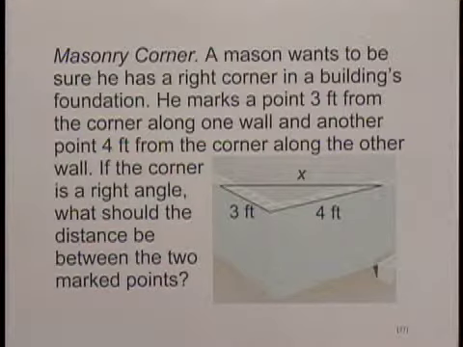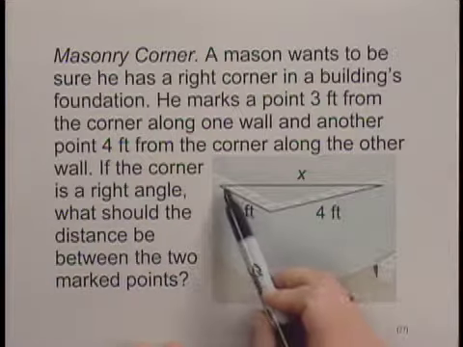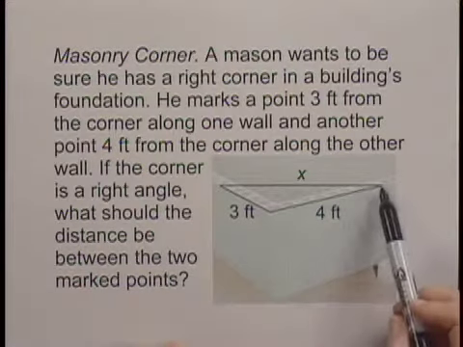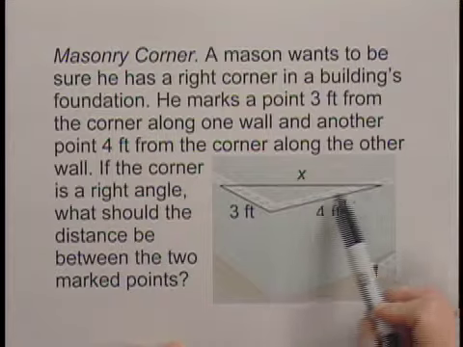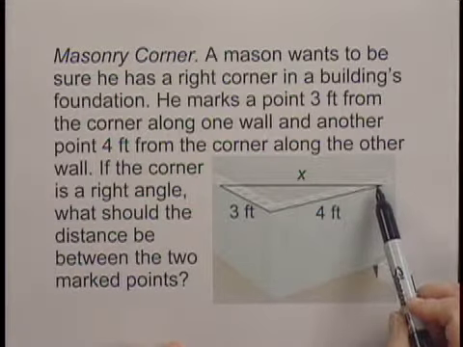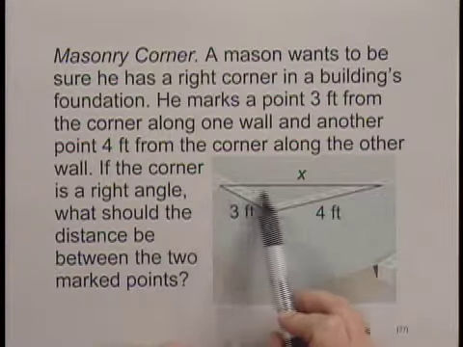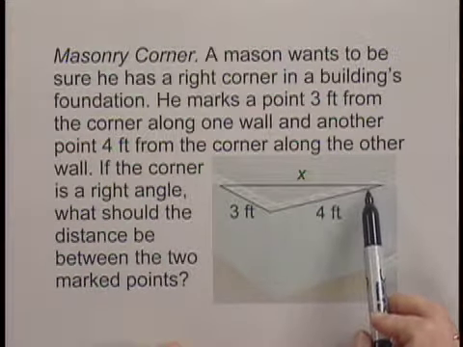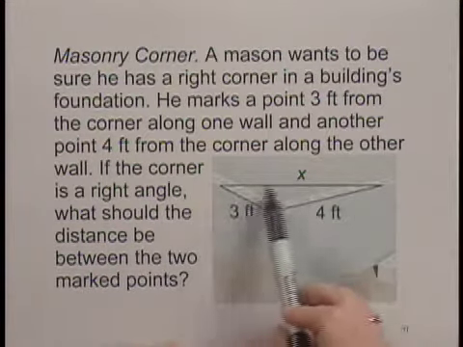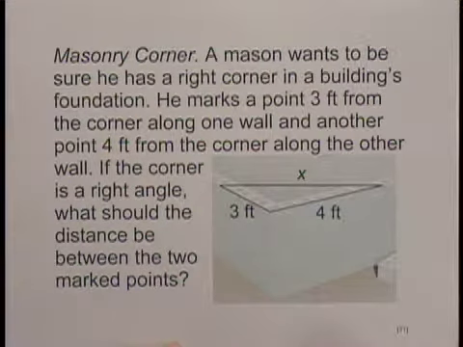In this problem, we'll look at an example from masonry. A mason wants to be sure that he has the right corner in a building's foundation. He marks a point 3 feet from the corner along one wall and another point 4 feet from the corner along the other wall. If the corner is a right angle, what should the distance be between the two marked points? He can measure that, and if it's accurate, then he would know that he has a right angle there.